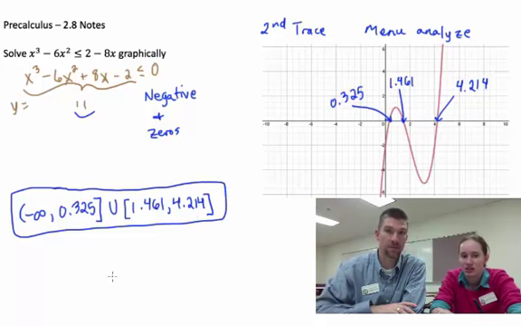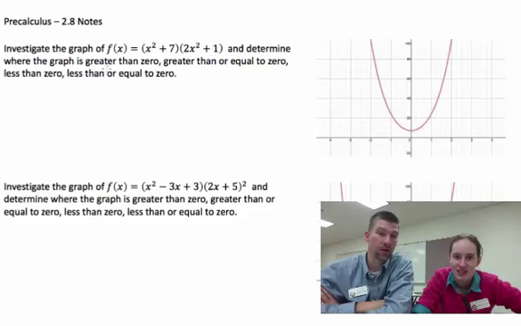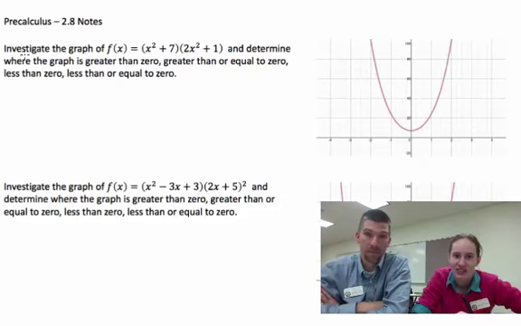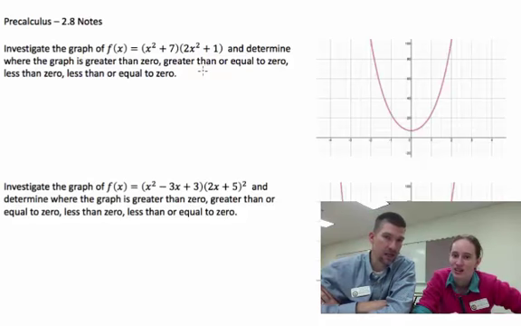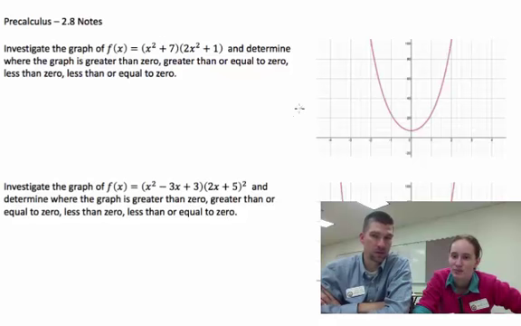All right. We're going to look at some more graphs here and determine where the graphs are greater than or equal to 0, whatever's being asked. Investigate the graph of x squared plus 7 times 2x squared plus 1 and determine where the graph is greater than 0, greater than or equal to 0, less than 0, less than or equal to 0. It doesn't say analytically or graphically though, but there's a picture right there.